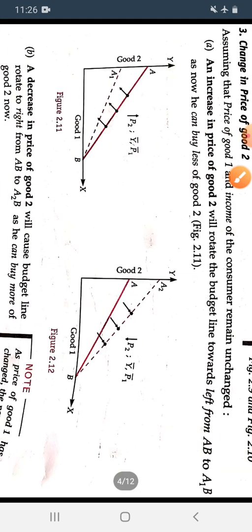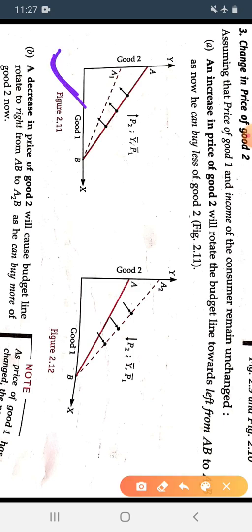Next, the second condition is when there is a change in the price of good 2. In the previous condition, the change occurred only in the price of good 1. Now the change in the price of good 2 occurs. Just like that condition, an increase in the price of good 2 will rotate the budget line leftward from AB to A1B.